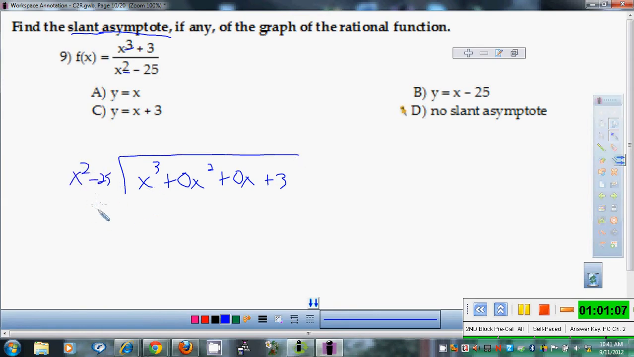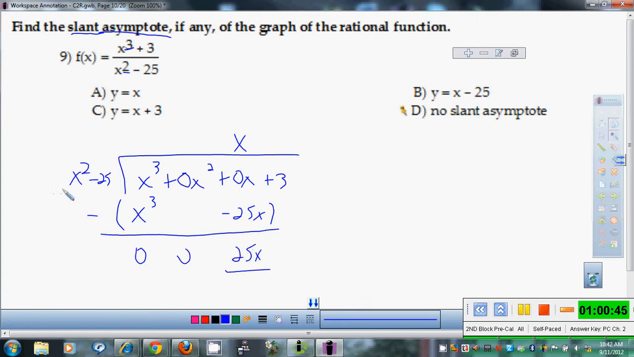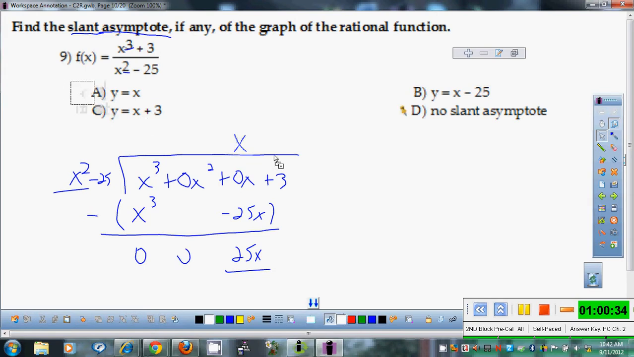X cubed divided by x squared. X. Multiply. No, you don't have to do it for that part. So, that gives you 0, 0, and 25x. Now notice, this piece is now smaller than this piece, meaning it's a remainder. What can you do with remainders on slant asymptotes? Chuck them out the window. Litter those things on the highway. Therefore, my answer is just x there, and it is A.